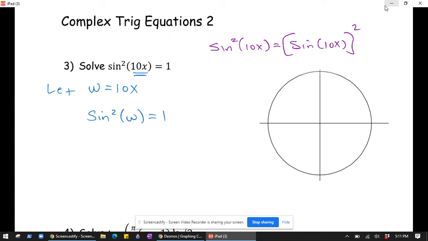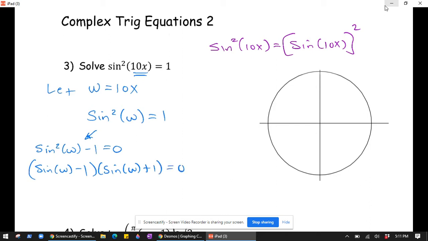Again, we're doing algebra at this point before we do the trigonometry. And we can solve this equation one of two ways. You could square root both sides, or you could subtract 1 and factor. Let's just subtract 1 and factor. So this turns into that, which can factor, it's a difference of squares, so it's sine of w minus 1 times sine of w plus 1 equals 0. And of course, this produces the equation sine of w is equal to 1, and this produces the equation sine of w is equal to negative 1.